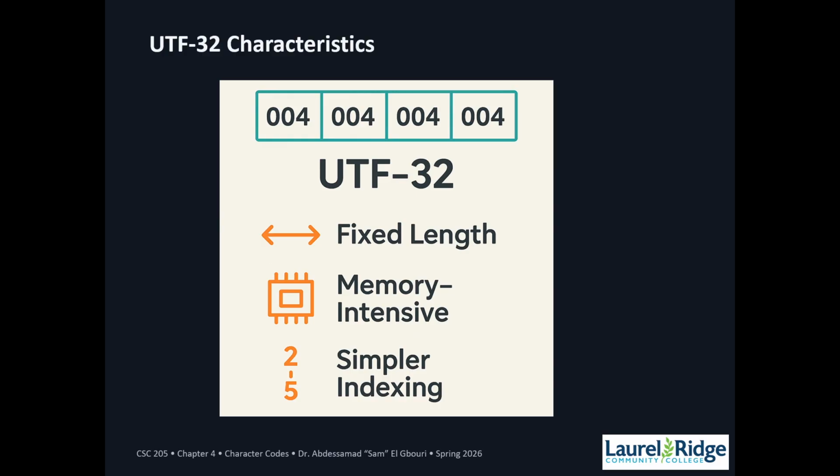UTF-32 is generally a fixed length. It's memory intensive because you need a lot of space, but it offers simpler indexing, so it's easier to find things. It's almost like having a home address that's extremely specific, which allows you to be found. That's what indexing is, specifically allowing you to find exactly the data you want. And of course, it allows larger storage too.